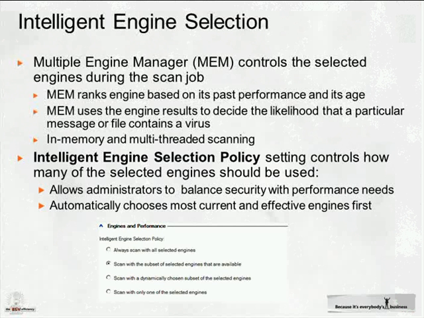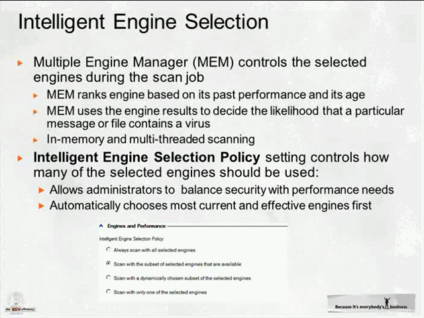The intelligent engine selection policy setting controls how many of the selected engines should be used in order to provide you with an acceptable probability that your system is protected. There is a trade-off between increasing the probability of catching the virus and maximizing your system performance. The more engines you use, there's a greater possibility that all the viruses will be caught.